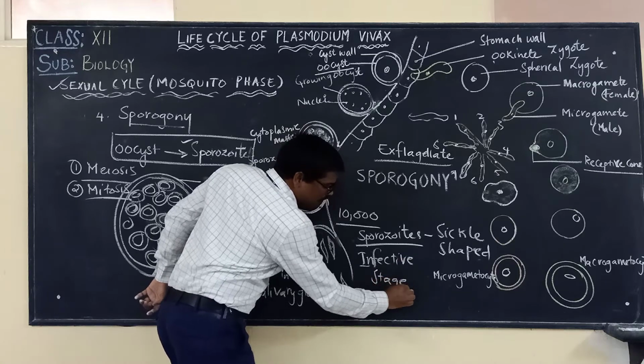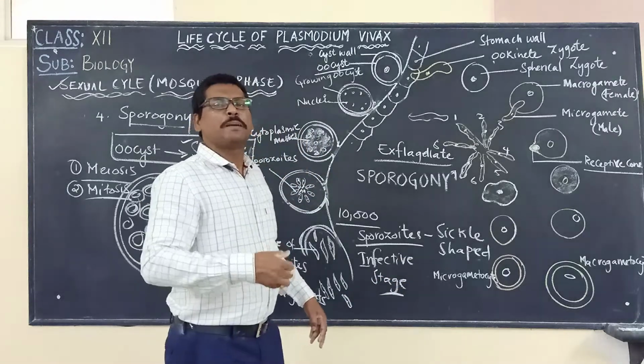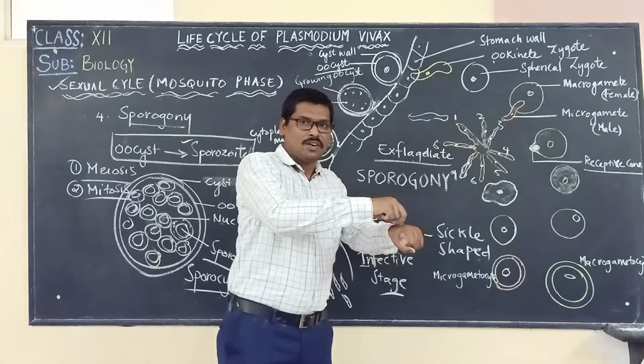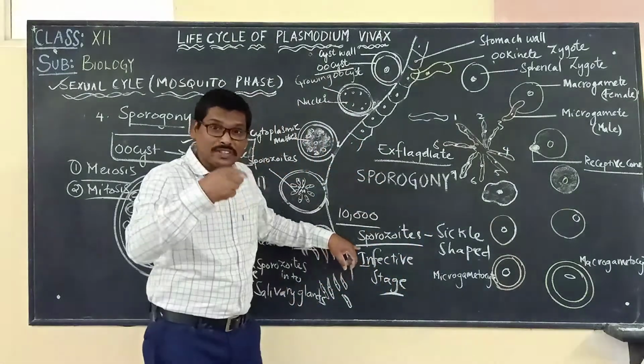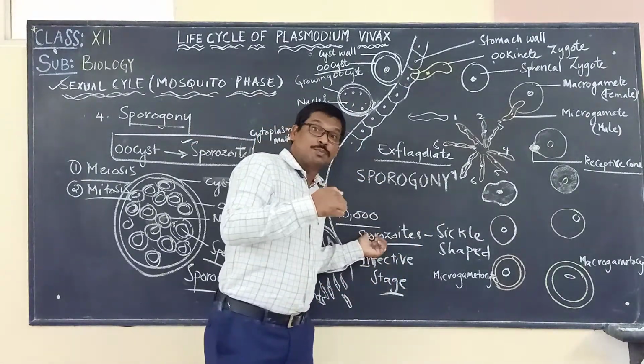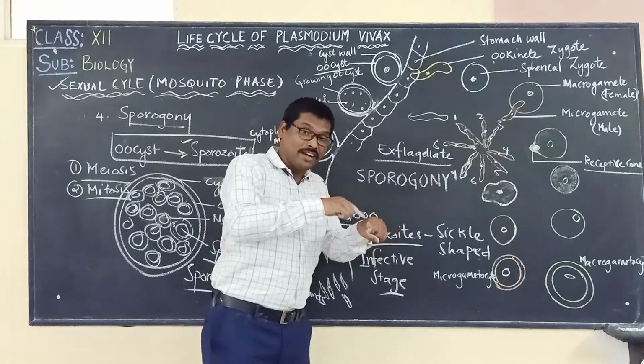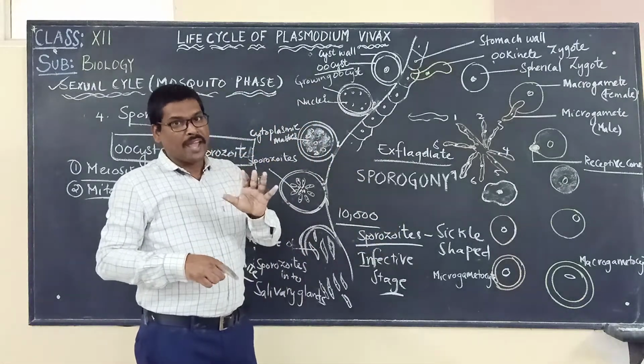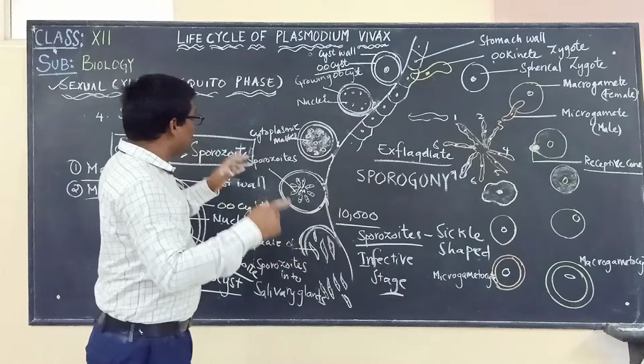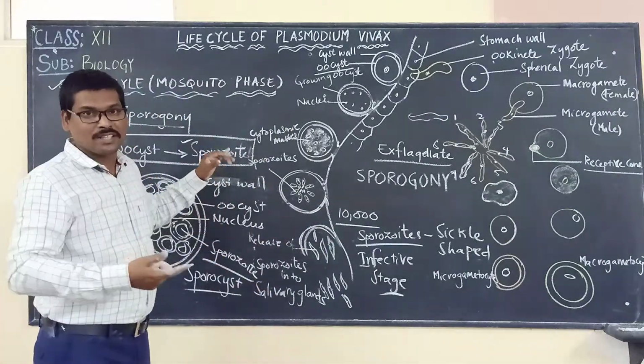So when a female anopheles mosquito comes and bites a healthy person, it releases along with its saliva these sporozoids into the blood of the healthy person. And from then on, again, what cycle will be taking place in human beings?